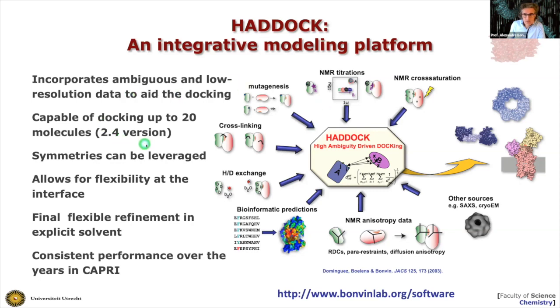Since the early days, HADDOCK has grown to support a large variety of information. Anything that tells you that a residue or a group of atoms is important for the binding is something that we can use in principle. We can also use specific distance restraints, but also information like small angle X-ray scattering and cryo-EM data. We can dock more than two molecules at the same time. Currently the limit is set to 20, but it's kind of arbitrary. It only makes sense to go to larger numbers of molecules if you have good information to drive the modeling process.